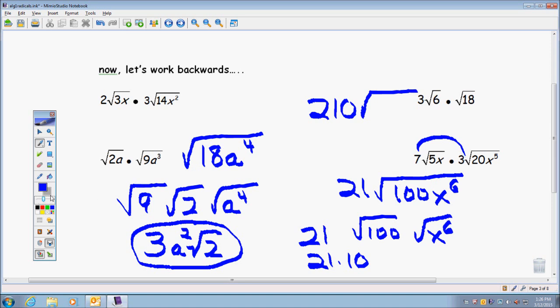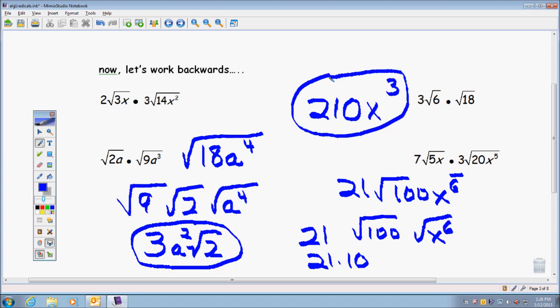Oh, I'm sorry, wait, there is no radical here, my fault. So we're going to have 210. Be patient with me here. This is my first video. x to the 6th is even, so that just becomes x cubed. So there you go, 210 x cubed. There are no radicals at the end here. That's it, 210 x cubed.